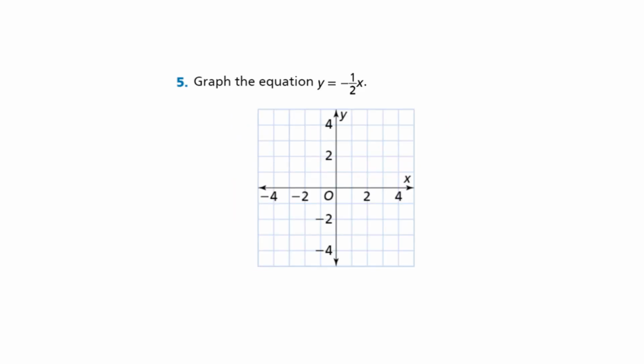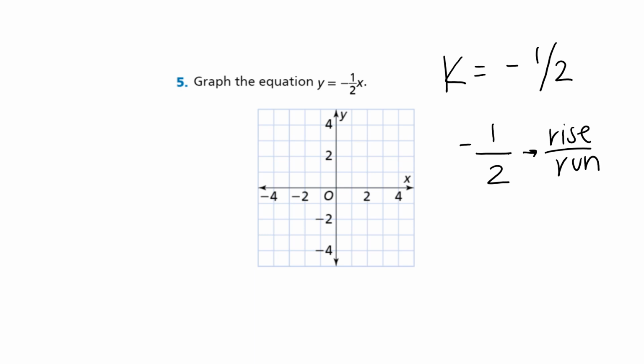Number 5, graph the equation y equals -1/2 x. First of all, we need to identify our slope. K is -1/2. Because we're dealing with a graph, it would be a rise over run fraction. So our point always starts at 0. Our rise is a -1, so we would go down 1, and then we would go over 1, 2, and plot our next point. Down 1 for negative, and over 2 for our point. And so our points are connected in our graph.